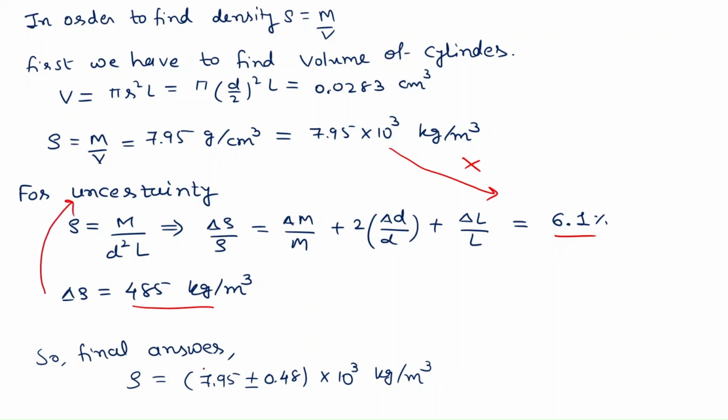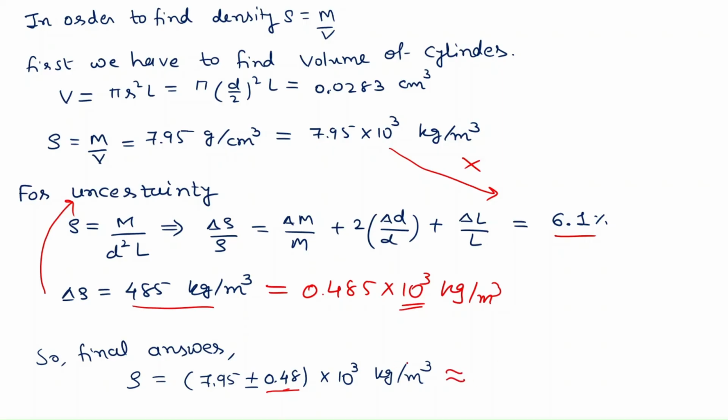Now the final answer is rho exact value plus or minus the uncertainty, with this one into 10 raised to 3. Do not get confused by this value if I write it like this. Don't be confused, and take 10 raised to 3 common from these two terms.